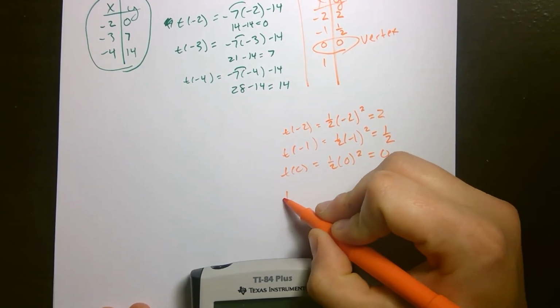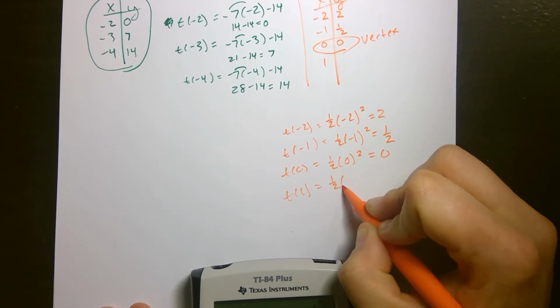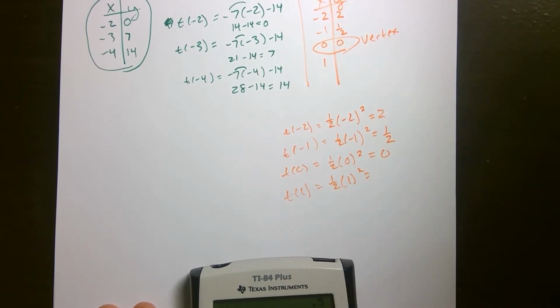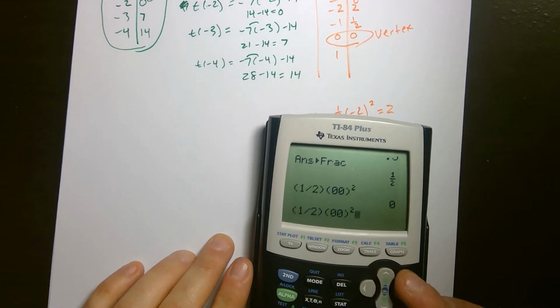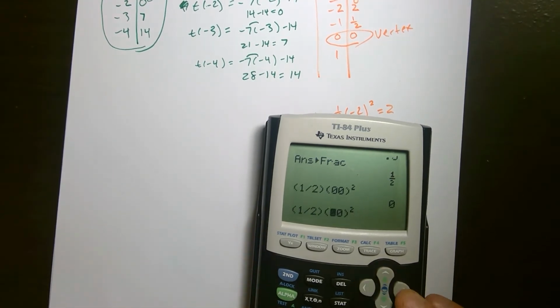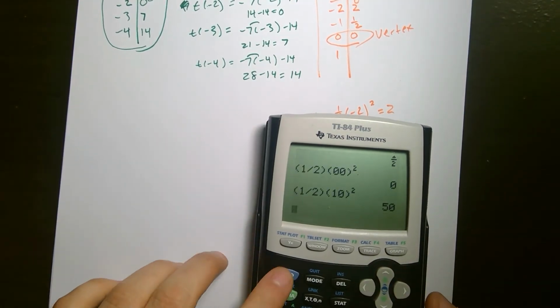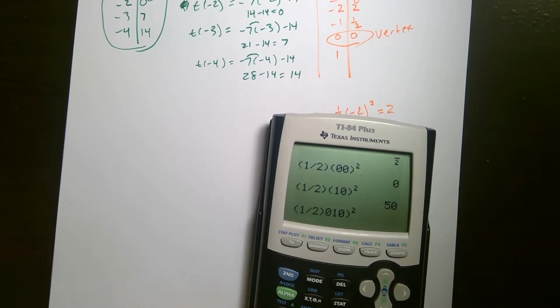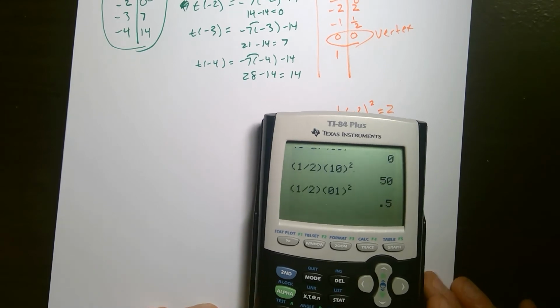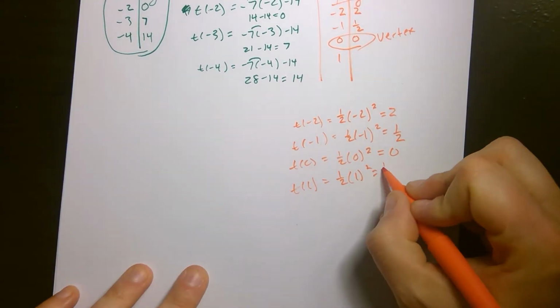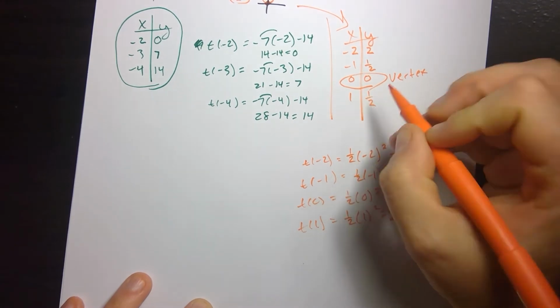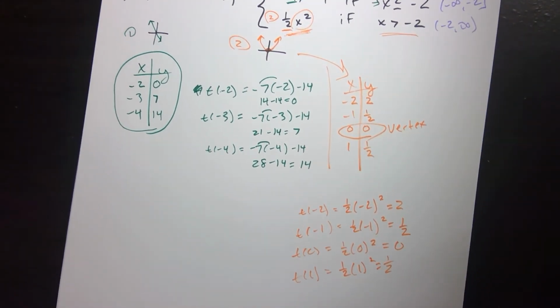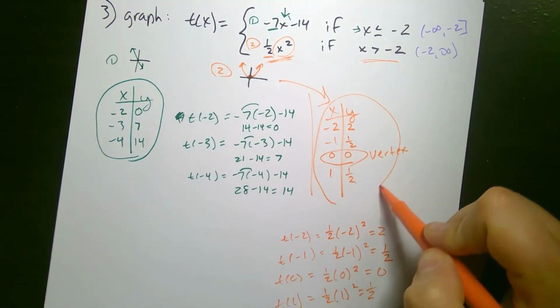And then lastly, I want to find t of +1. So it's going to be 1/2 times 1 squared. And again, I'm going to go back to my calculator and I'm going to type this in so I don't mess up. And when I do that, the number that I'm going to get, well, it's not 50. See, sometimes I even mess up on my calculator. 0, 1, not 1, 0, 0, 1. There we go. It's going to be 0.5 again, which we know is 1/2. And so I'm going to have the point 1, 1/2.